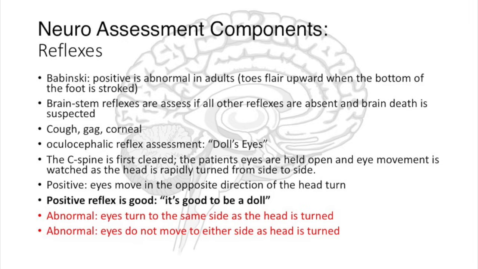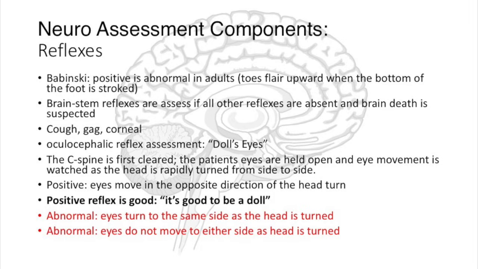To test the doll's eyes, you're going to make sure first that your C-spine is cleared, because we don't want to turn the patient's head and end up causing more damage. For the doll's eyes, the patient's eyes are held open, and eye movement is watched as the head is rapidly turned from side to side. Now, we don't want to keep doing this. For example, if you're going to assess the eye movement to the right, you want to move the patient's head quickly to the right.